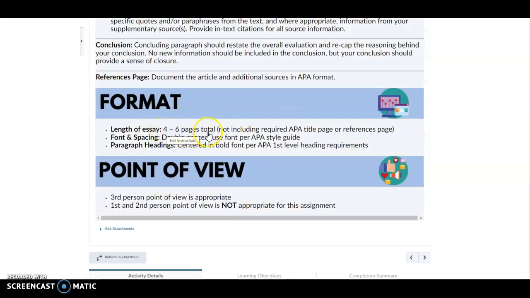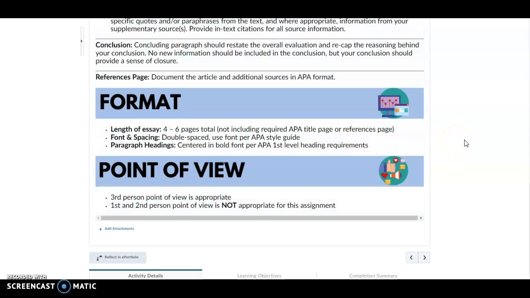This essay should be 4 to 6 pages total. Now that is a minimum of 4 full written pages. If you are evaluating all of the things that you should be evaluating, you won't have any trouble hitting 4 pages, and some of you may have a hard time fitting it onto 6. So make sure that you're being concise.